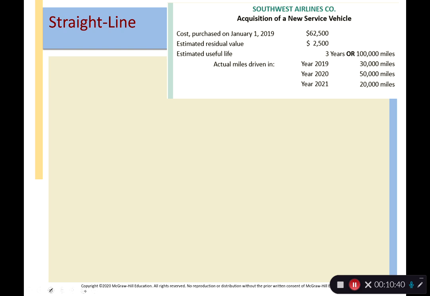So we'll start with the easiest method, straight line. And whenever I'm doing these, I like to set up a depreciation schedule. And in the depreciation schedule, I have year, depreciation expense, accumulated depreciation, and book value. And by setting up this schedule, I'm able to answer any question I could be asked. If I'm asked for just the depreciation expense, it's in the schedule. If I'm asked for the accumulated amount, it's in the schedule. And if I'm asked for the leftover book value, it's in the schedule.